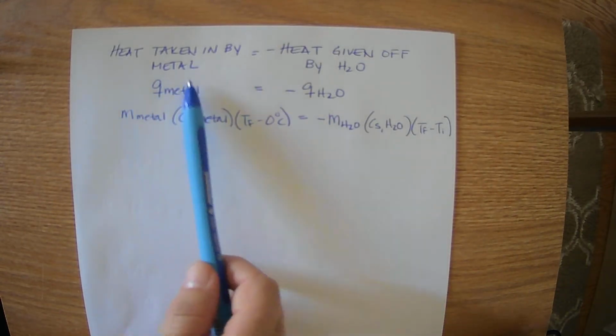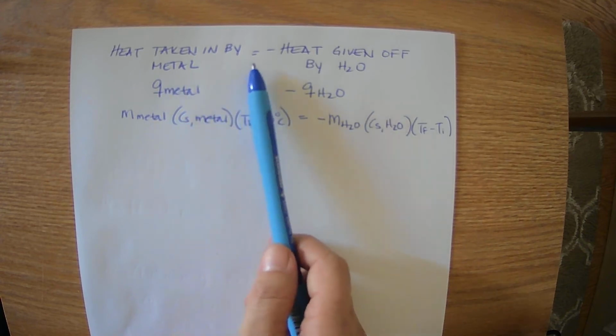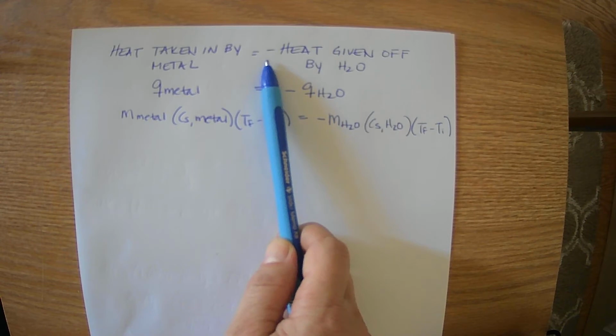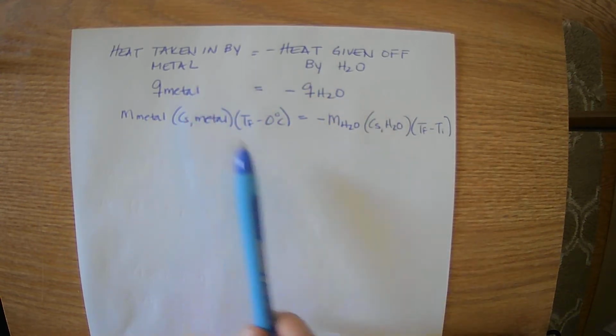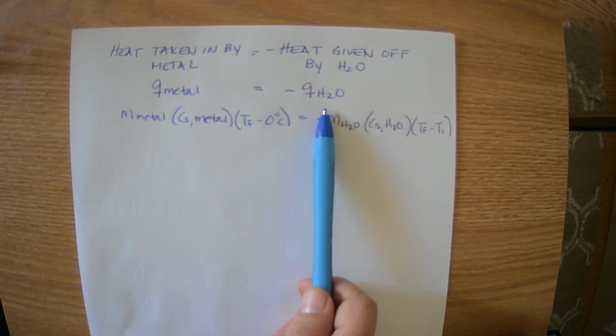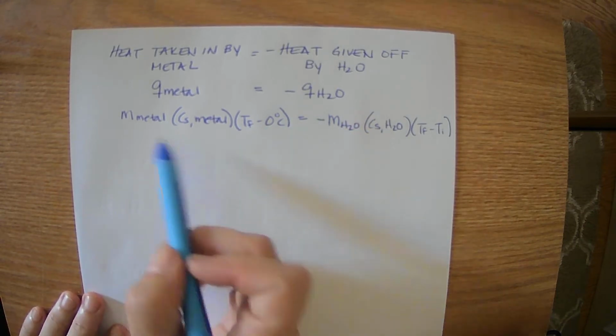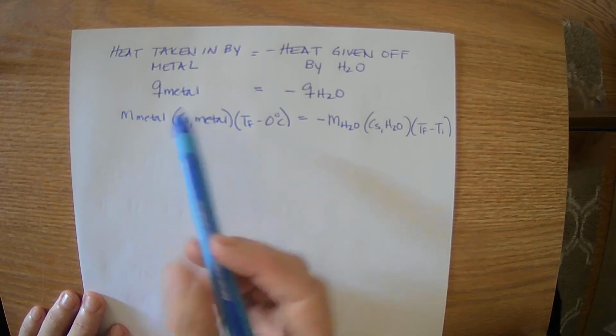You have your heat taken in by the metal. That's going to equal the heat given off by water, so it's going to have the negative sign. So our Q of our metal is going to be equal to the minus Q of water. So this is a heat exchange. Okay, so we're going to use MCΔT for both sides.